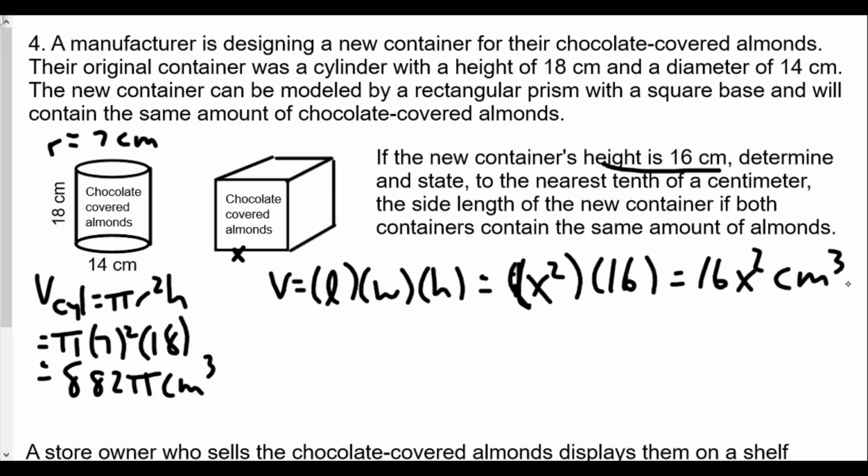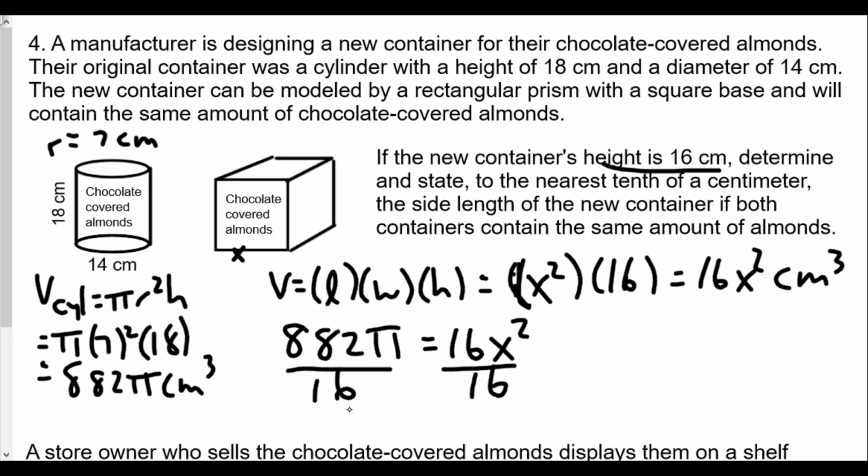centimeters cubed. And so now to find the base, what we're going to do is set both volumes equal to each other. So we have 882 pi is equal to 16x squared. So we divide both sides by 16 first. And so x squared is equal to 882 pi divided by 16. We don't want x squared, we want what x is equal to, so we find the dimension of that side length. So we'll take the square root of both sides.